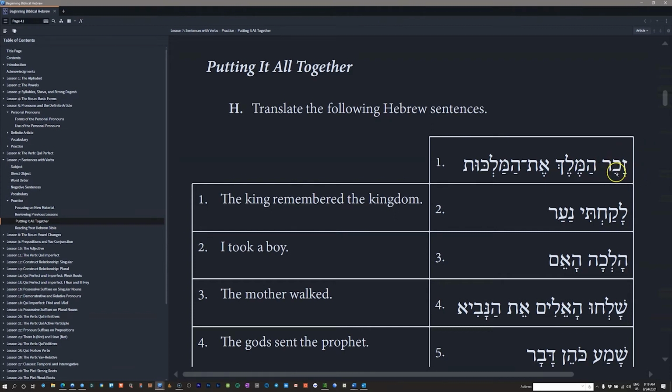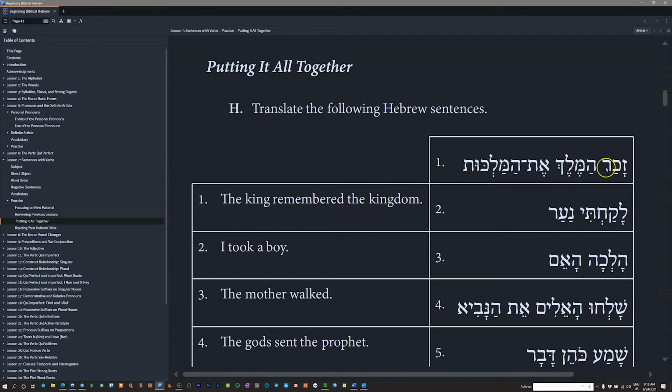So zachar, this word, the root is zachar. It is a verb. Its meaning is going to be remember or to remember, but it's in the qal perfect. So we're going to have simple past tense action, remembered. And it's in 3ms. So if we need a pronoun, it would be he remembered, but we're going to look for a 3ms pronoun as our subject, and sure enough, here we have it. All right. Then hamelech, that means king.